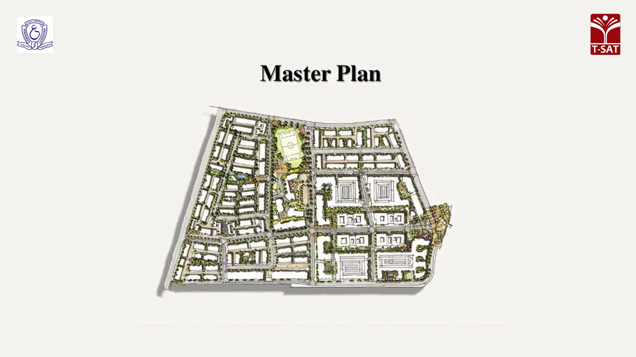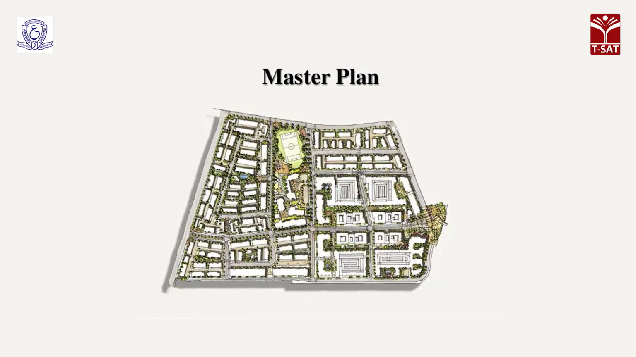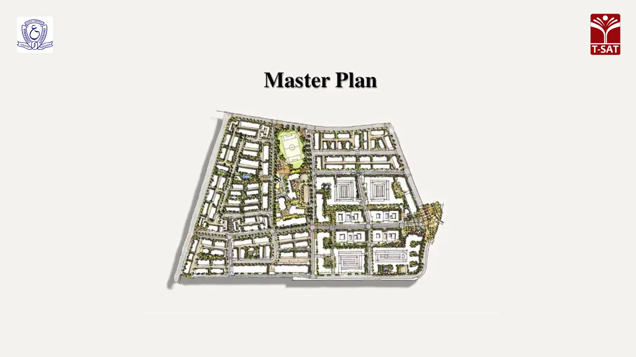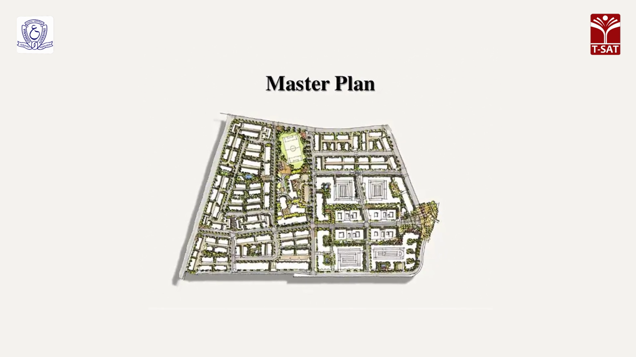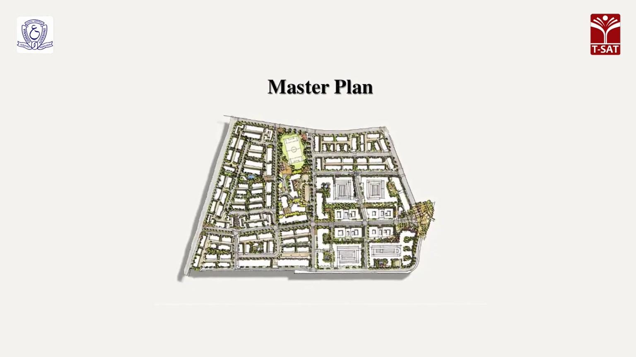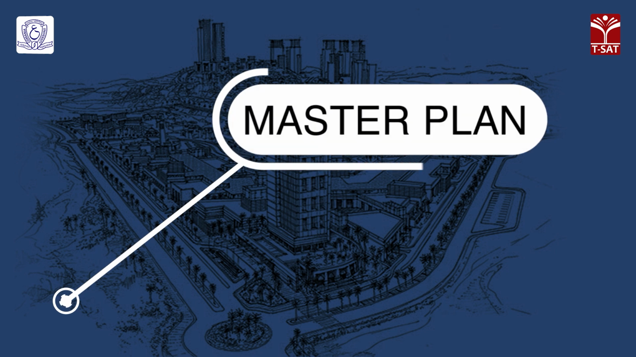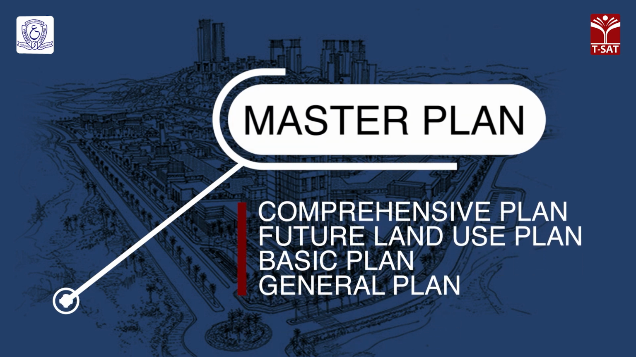The master plan is a land use and infrastructure plan that sets forth local goals, objectives and policies for community growth and redevelopment. The master plan is a guide for land use for the future. The master plan contains a future land use plan and map. This is often mistaken for zoning. Master plan is also referred to as a comprehensive plan, future land use plan, basic plan and general plan.